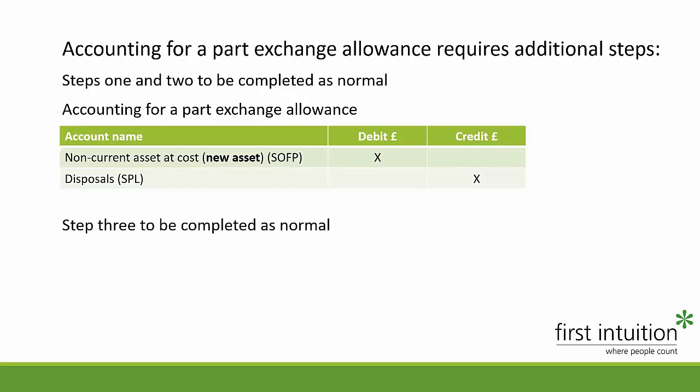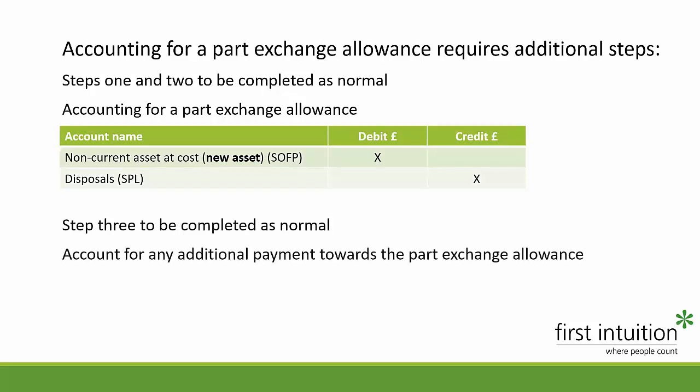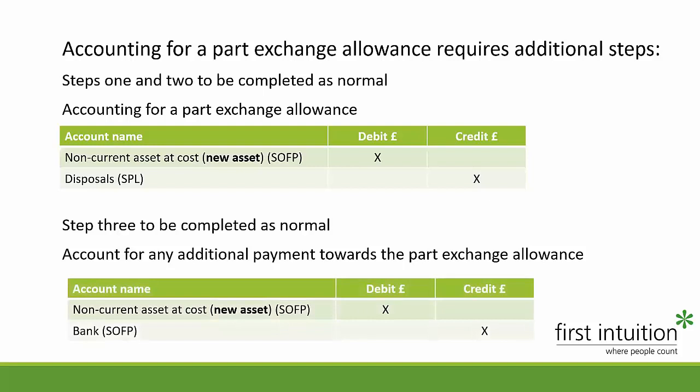And then we're just going to carry on as normal. And we also need to consider any cash we may pay towards this new asset alongside the part exchange. To do that, quite straightforward for you guys at this point, I'd imagine, we're going to debit the cost account again, and we're going to credit the bank. So fundamentally, what we're doing here really is just splitting the value of this asset two separate ways.